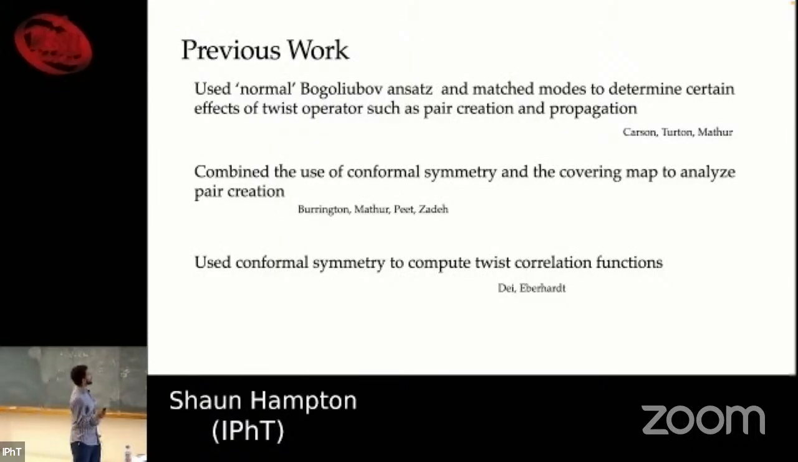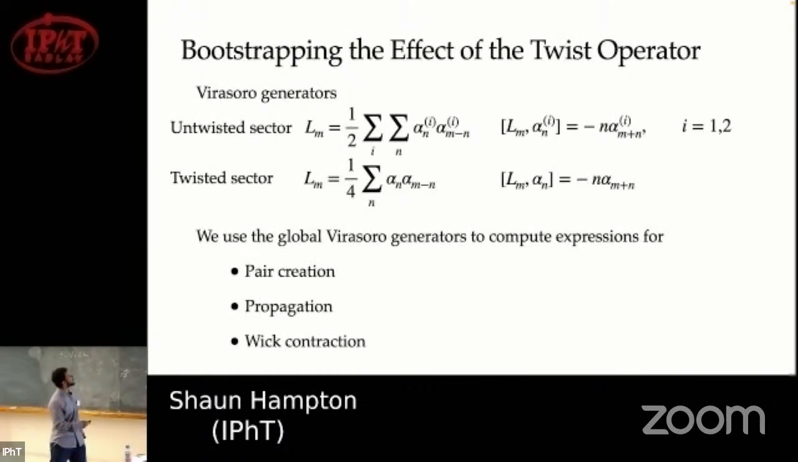I just want to highlight the previous work. I've already mentioned that David and others have worked on this using this Bogoliubov ansatz. There was also some other work with a combined use of the conformal symmetry and the covering map to analyze the pair creation. And then, as I stated previously, Andrea, who's going to be talking later in the conference, and his collaborator, use conformal symmetry to compute twist correlation functions. So what we're looking at is effects of twist operators, like the propagation, the contraction, and so forth.